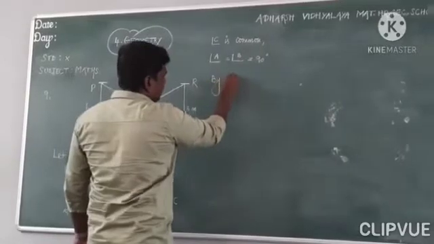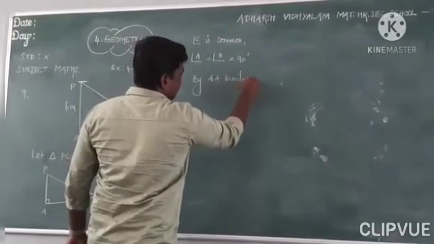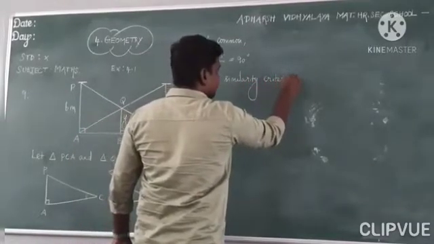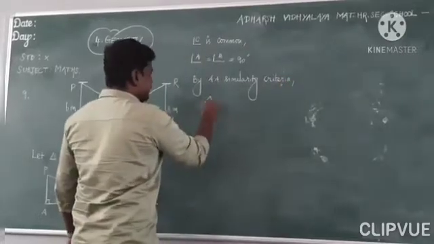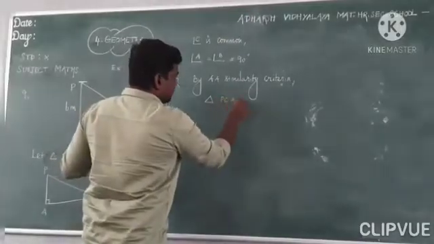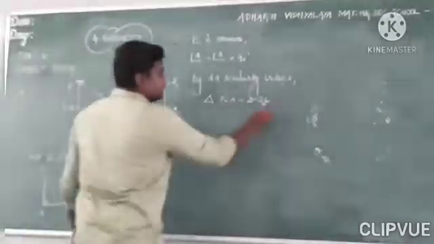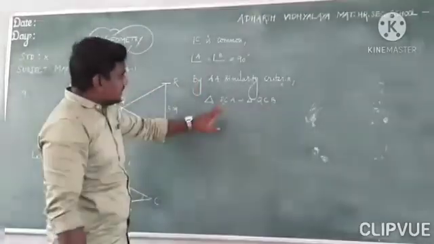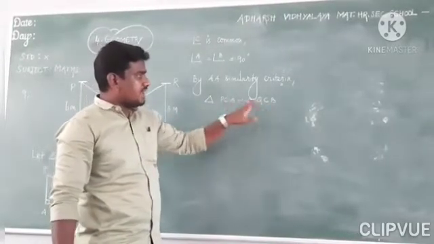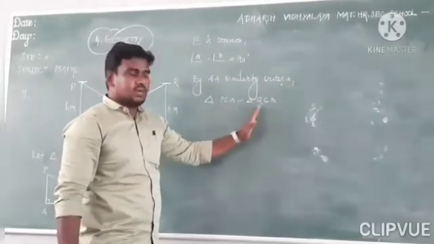By AA similarity criteria, triangle PCA is similar to triangle QCB. Let's verify it. Angle C equals angle C, actually this is a common angle. We know that angle A equals angle B equals 90 degrees, so it must be the same. Angle B equals angle Q.